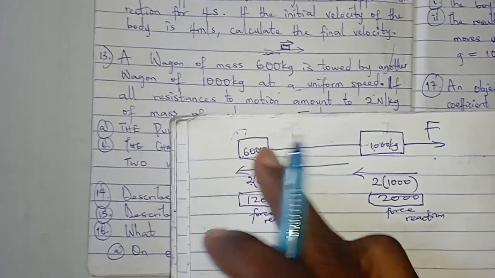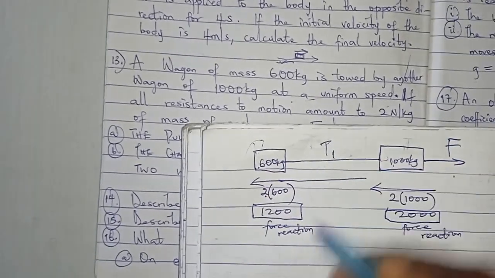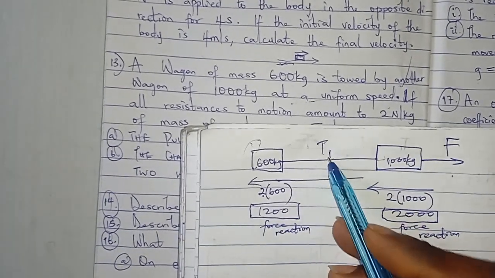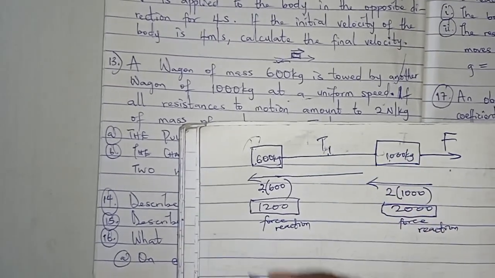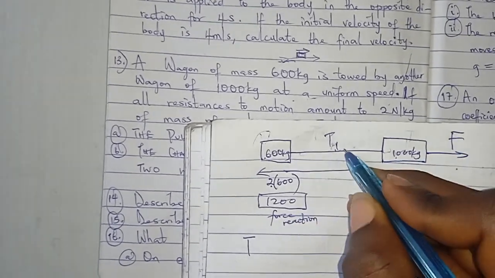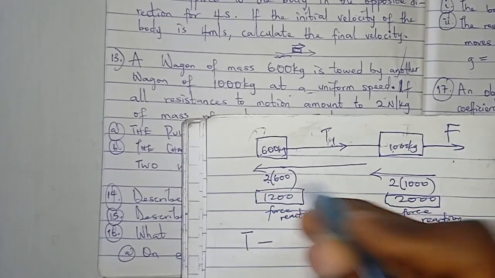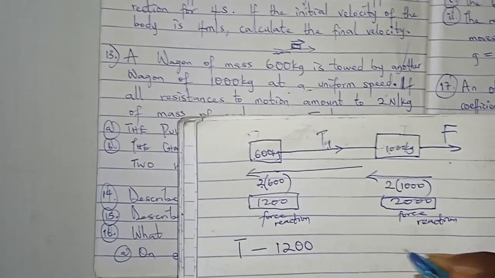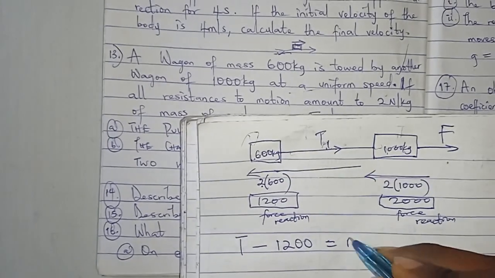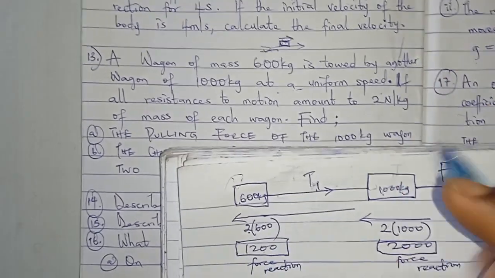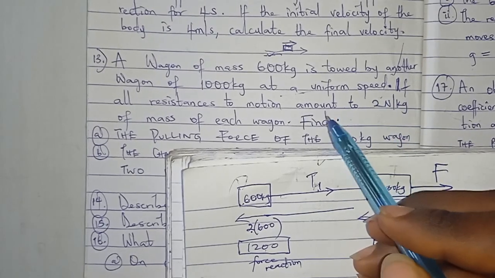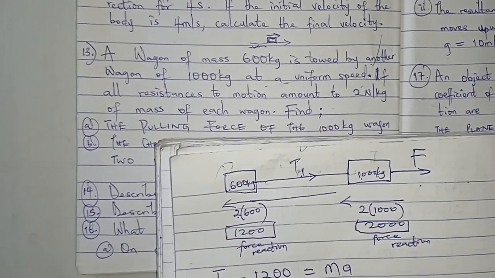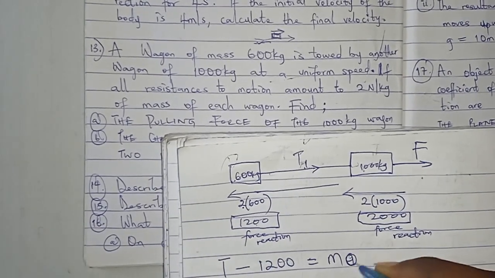So that means that this first body, let's say this is T1, force on a rope is tension. So the total force on this first body will simply be this T1, that is its forward force, minus the resistance, and the resistance is 1200, equals the mass of the system times acceleration. And notice that the question says at uniform speed. At uniform speed, the acceleration is 0.